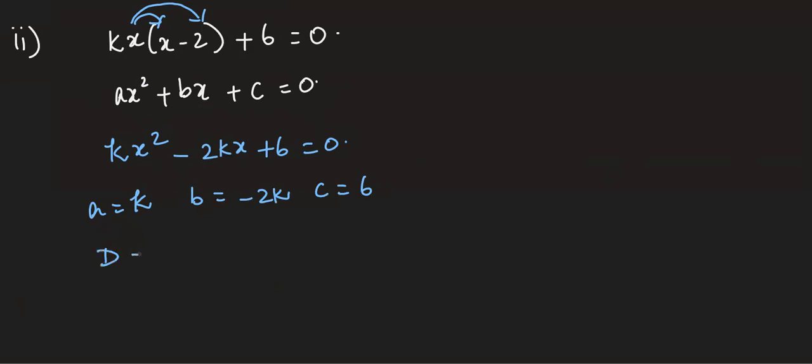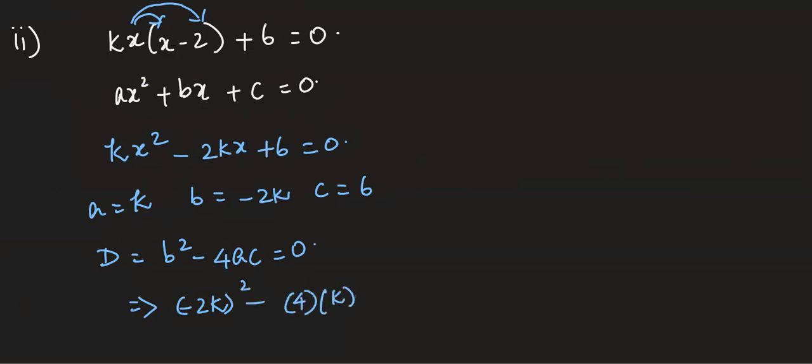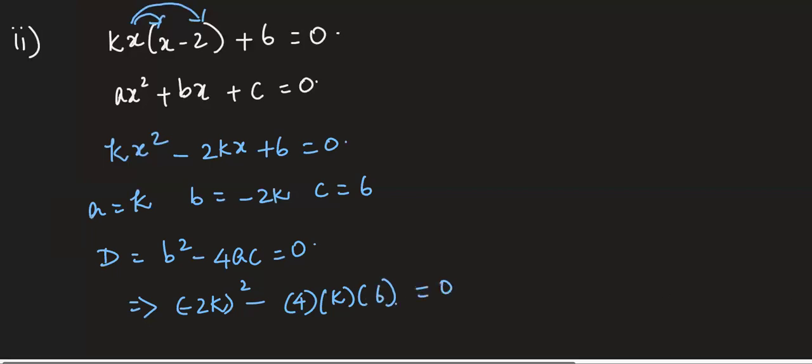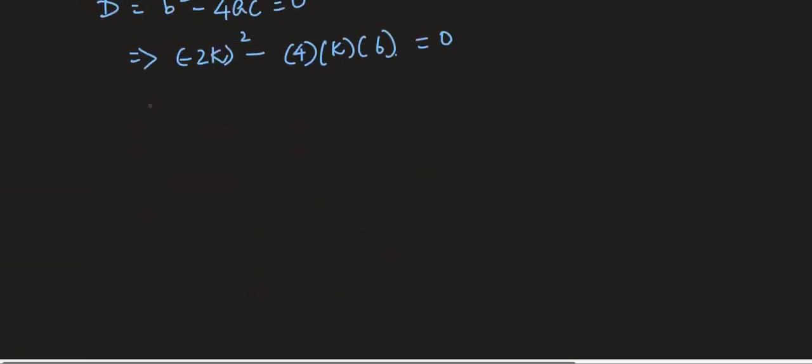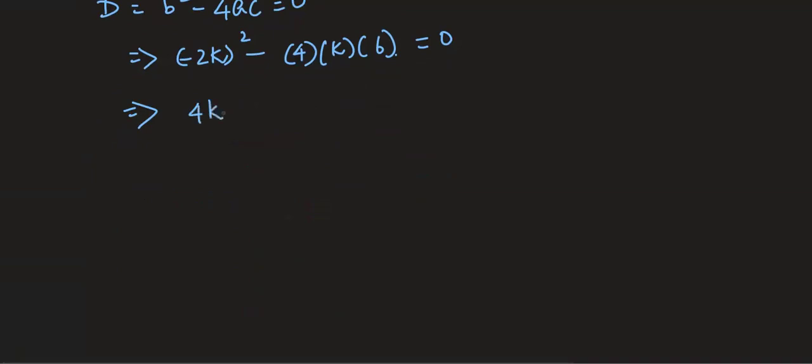Since they have equal roots, the discriminant b square minus 4ac should be equal to 0. So b square is minus 2k the whole square, minus 4 into a, which here is k, and c is 6, is equal to 0. Now we'll have minus 2k into minus 2k, that will become 4k square, and this will become positive. So 4k square minus 4 into 6 will become 24, so that will become 24k is equal to 0.